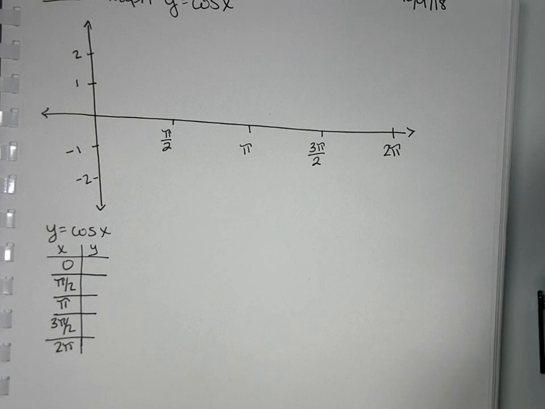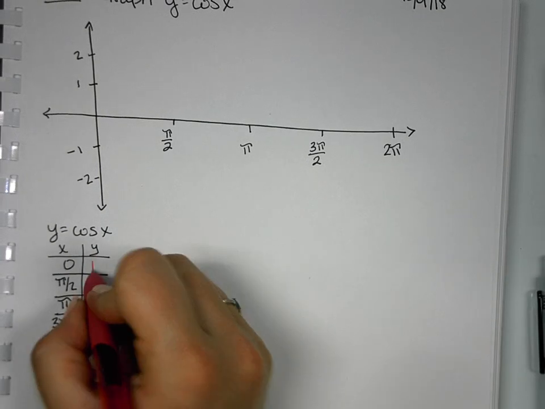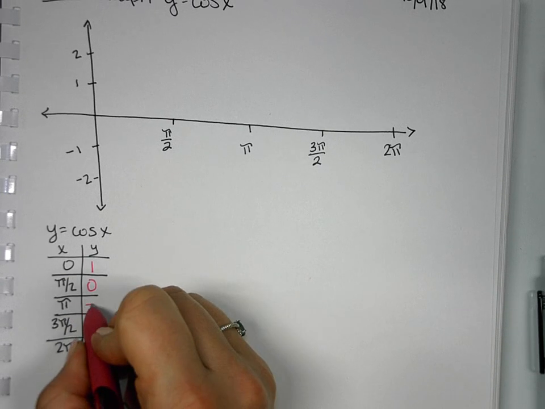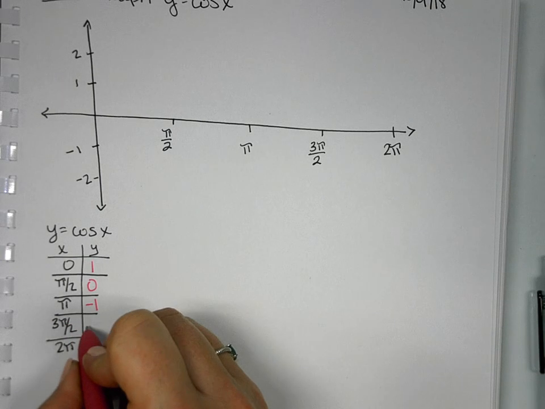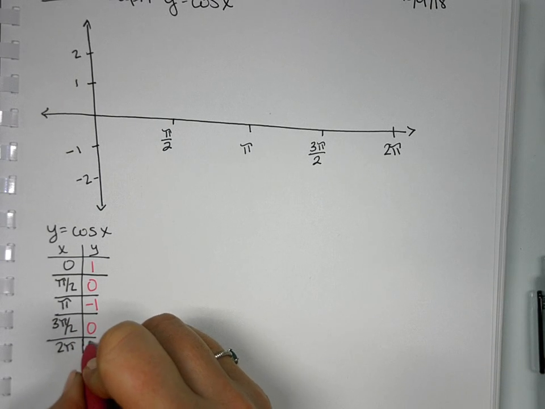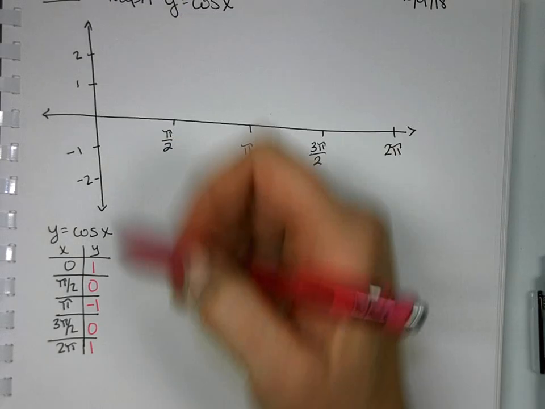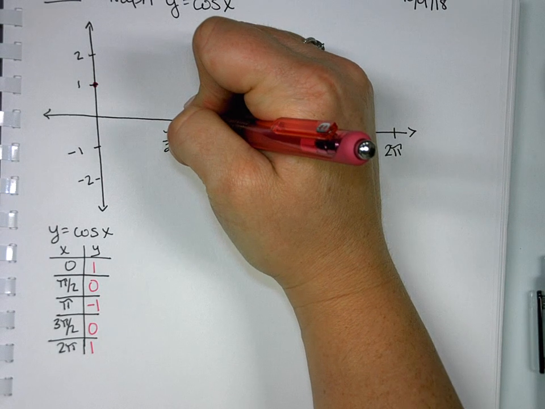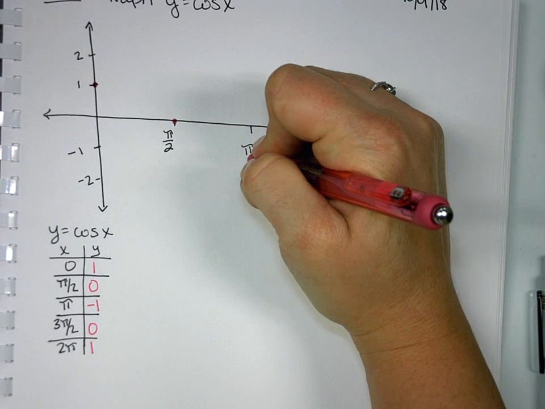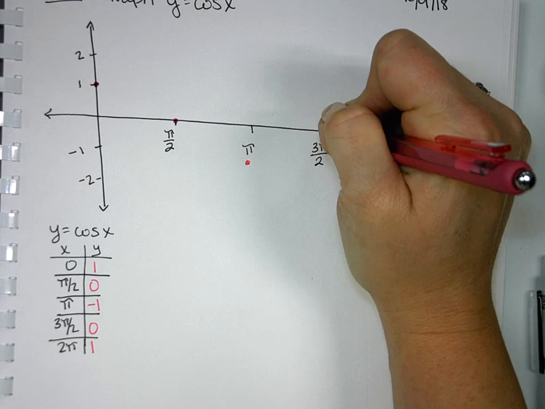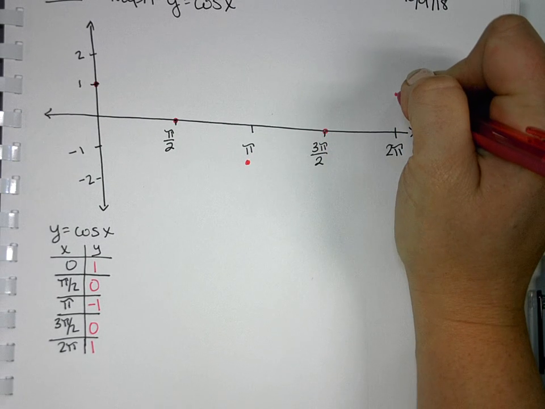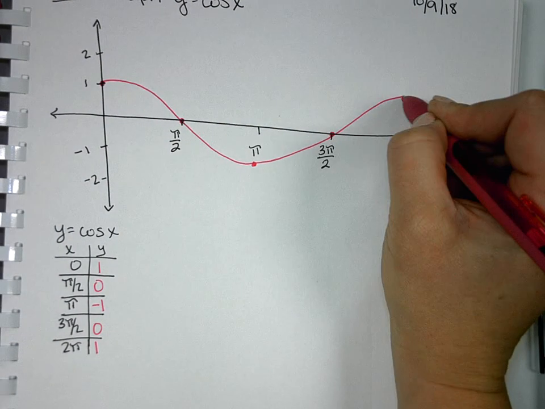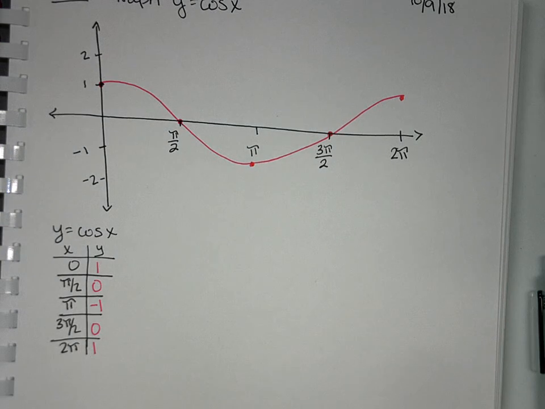So if we plug in 0 for cosine, we get 1, because cosine of 0 is 1. Cosine of pi over 2 is 0. Cosine of pi is -1. 3 pi over 2 is 0, and cosine of 2 pi is 1 again. So again, these all come directly from the unit circle. So 0 to 1, pi over 2 is 0, pi was -1, 3 pi over 2 is 0, and 2 pi ends at 1. So we get a parent graph that looks something like this.